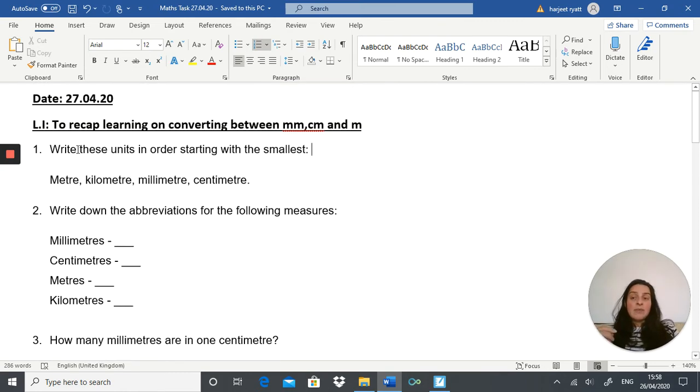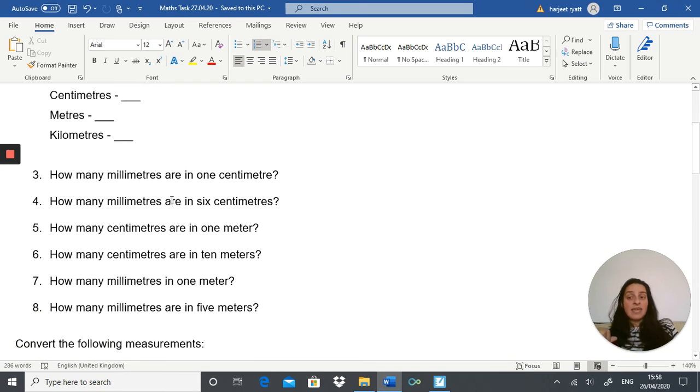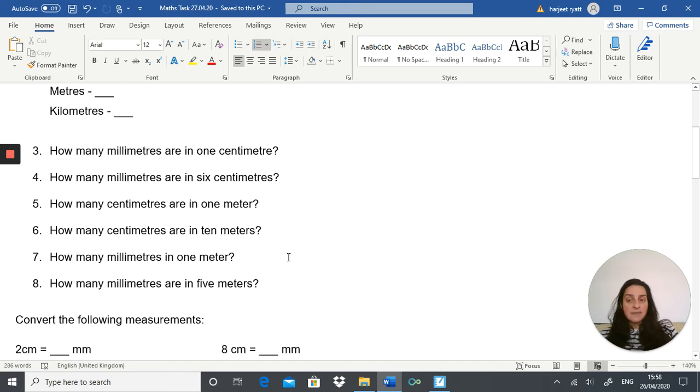So as you can see, question 1 is asking you to order meter, kilometer, millimeter, and centimeter, starting with the smallest to the largest, followed by the abbreviations for millimeter, centimeter, meter, kilometer. The first task we did before we started the lesson should have given you some clues. If you're a bit stuck, then feel free to rewind the video and have a look to help you out. Then questions number 3 to 8 ask you to work out how many millimeters there are in centimeters and how many centimeters there are in meters. So please write the calculations here next to the questions and work out the answer.